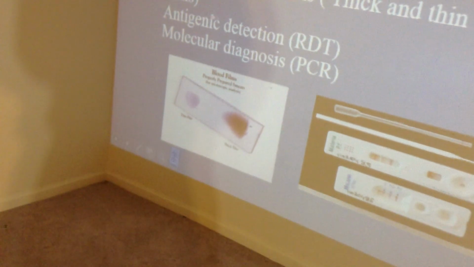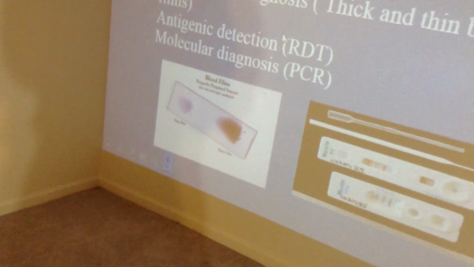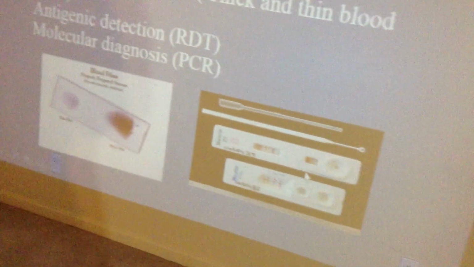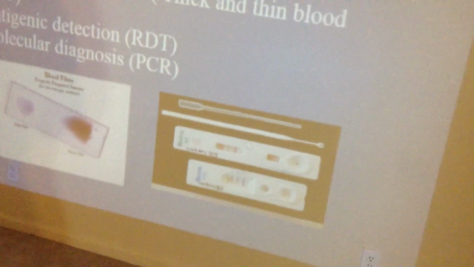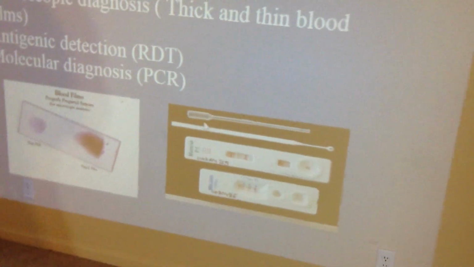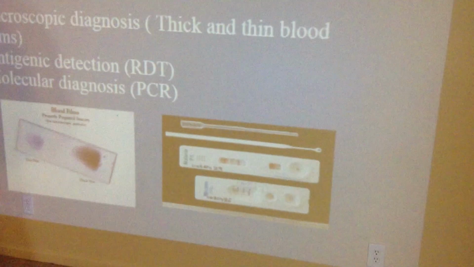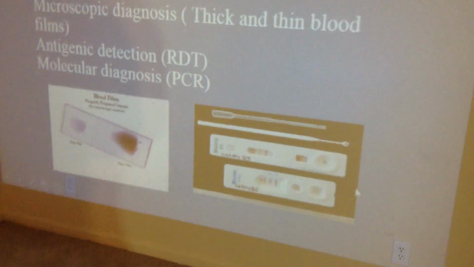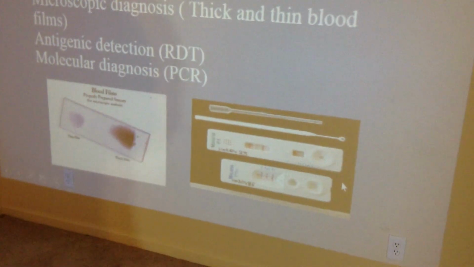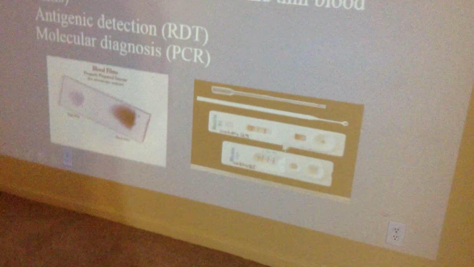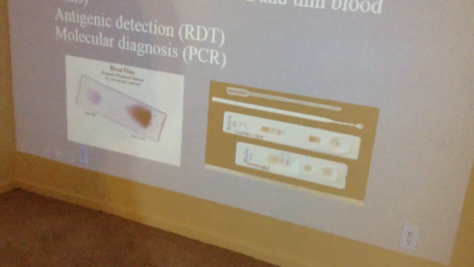With the antigenic diagnosis, also known as the rapid diagnostic test, this is a very simple test. These are commercially sold kits. You buy this kit, and what you need is just a drop of blood from a patient. You can do a finger prick or use peripheral blood. You drop it into this pot. It migrates along this cassette.